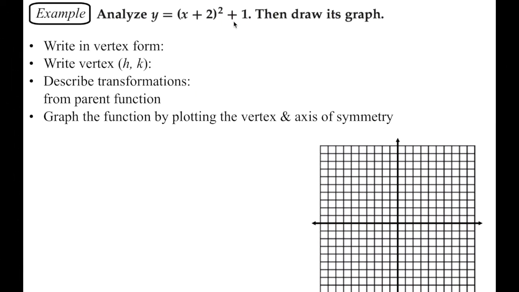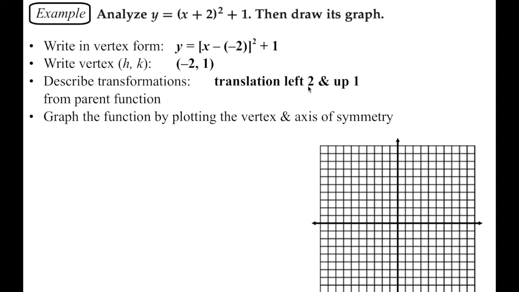I want to analyze this quadratic equation. I want to draw its graph. So the first thing I want to do is write it in vertex form. To write it in vertex form, we need a(x minus h) squared plus k. So that tells me right here that the values of h and k are -2 and +1. So the transformations here, remember I said if h is negative, we're going to translate it left 2 units, and k is positive, so we're going to go up 1 unit from the parent function.